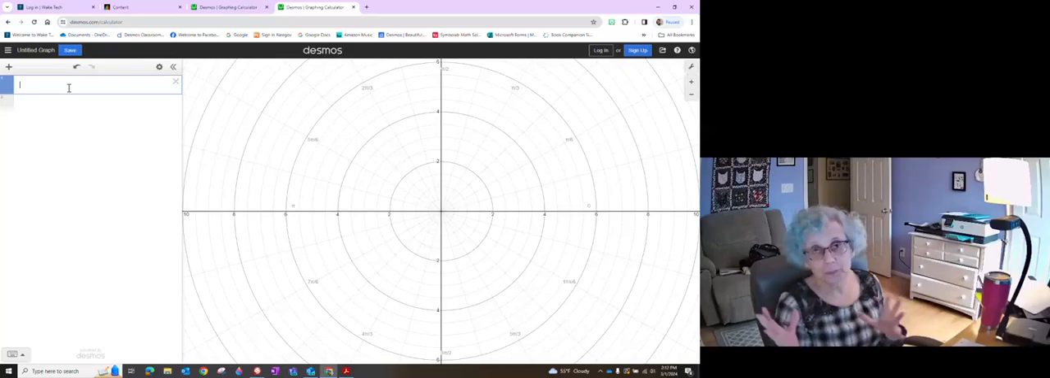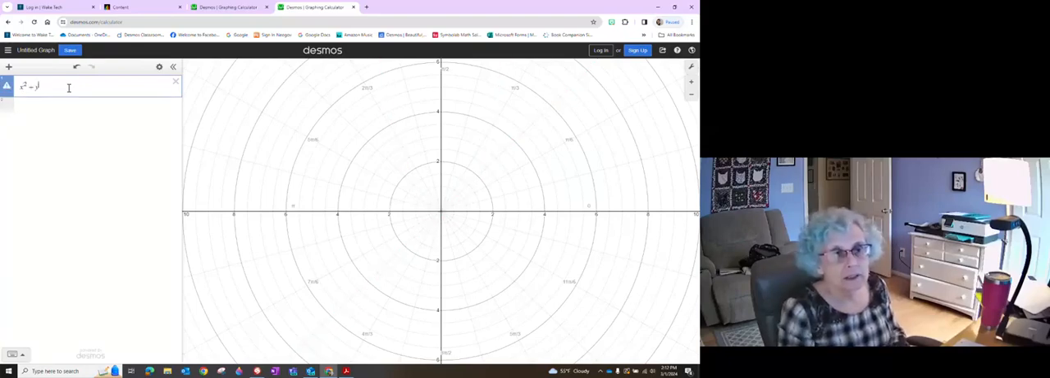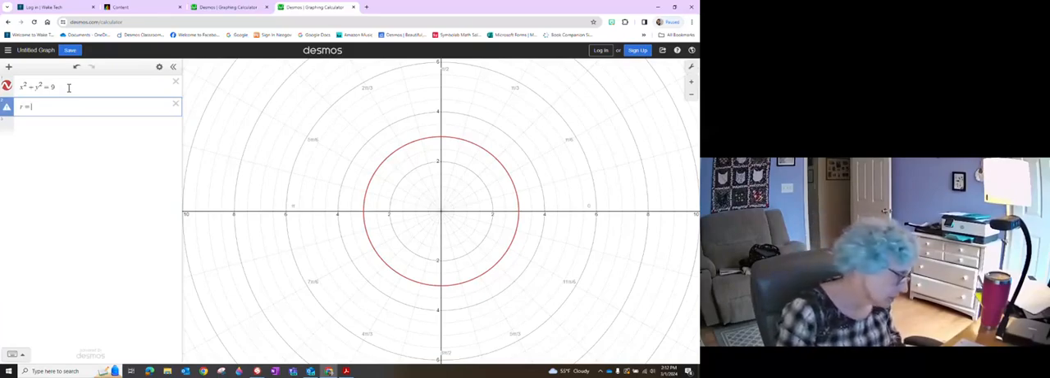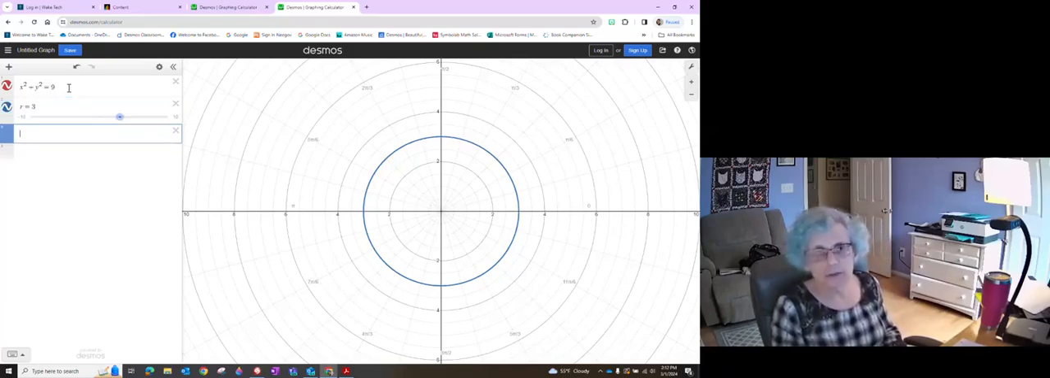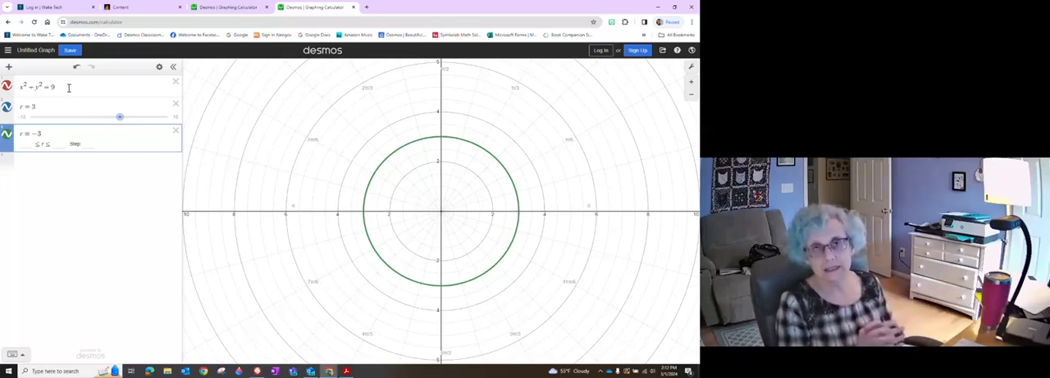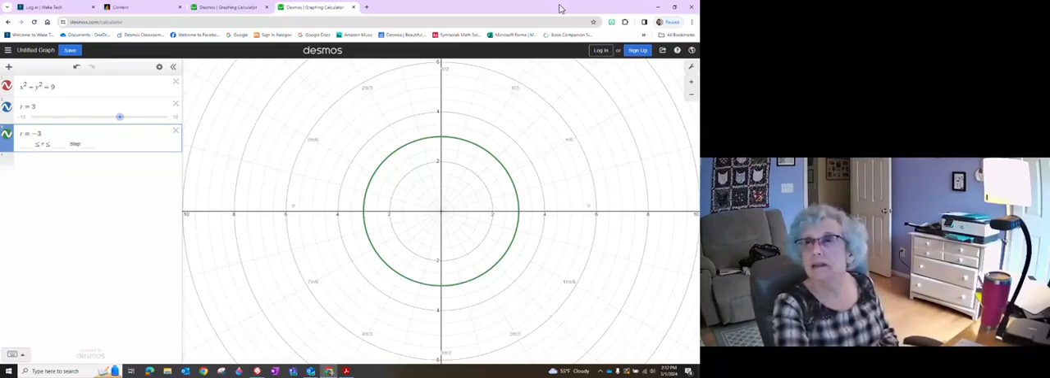So let's do x squared plus y squared equals 9. So exactly like I said, it's a circle with radius 3. If I put in r equals 3, it's the exact same circle. If I put in r equals negative 3, it's the exact same circle. So these are 3 different ways to represent the exact same circle.